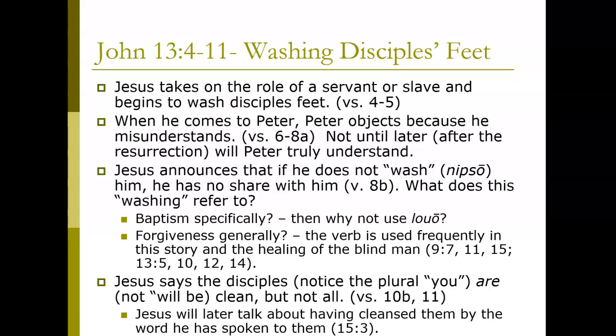Jesus will later talk about having cleansed them by the word that he has spoken to them. So we have a washing that symbolizes cleansing, but another cleansing actually takes place from the spoken word.